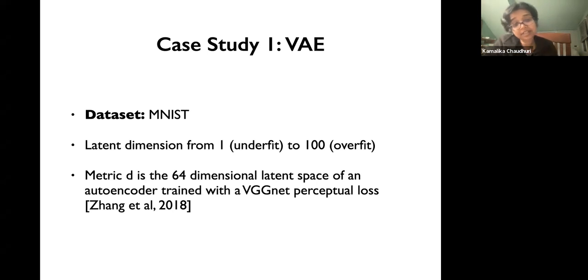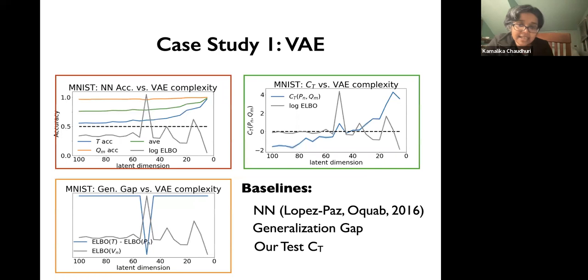And then the metric that we used was the 64-dimensional latent space of an autoencoder, which was trained with the VGGNet perceptual loss. So this is a standard autoencoder, not related to the variational autoencoder that we are testing, but a different autoencoder. It's a standard perceptual metric that you can use for MNIST. Okay. And here is what we saw.